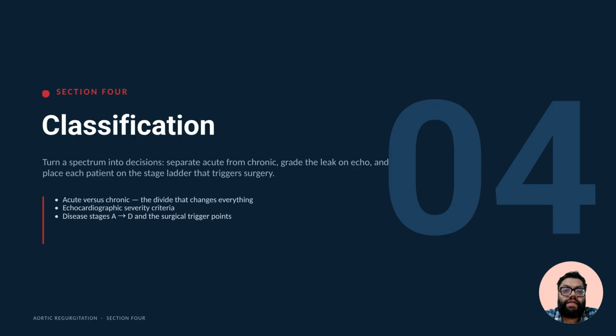Third, and most practically, we place each patient on the stage ladder from A to D, because those stages carry the exact trigger points that send someone to surgery. Think of this section as building the ruler we will use for the rest of the lecture, a way to say precisely how bad is bad and when bad becomes actionable.